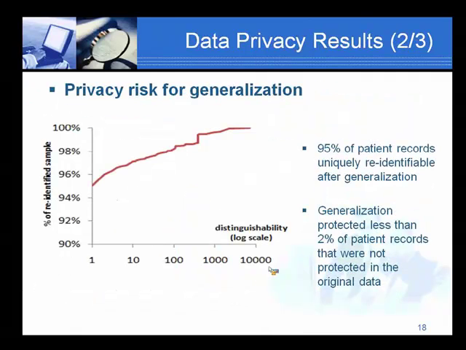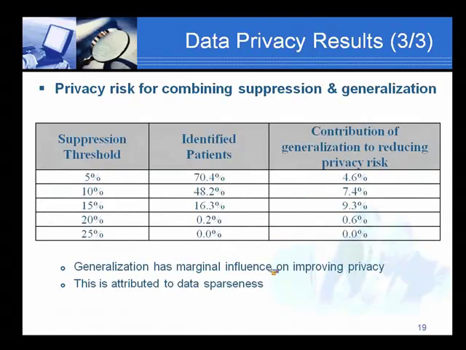For generalization, things were similar. When we applied generalization, still 95% of patient records were uniquely identifiable. So generalization did not do a better job than suppression. For example, the contribution of generalization to reducing the privacy risk was less than 10% in all cases. So basically the main message is that suppression was effective only when applied with a large suppression threshold, and generalization was not effective. This is attributed to the type of data we consider.